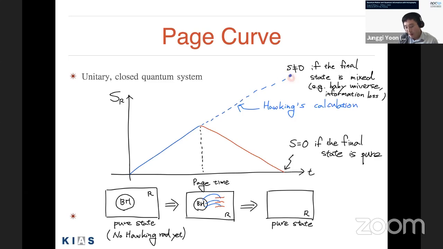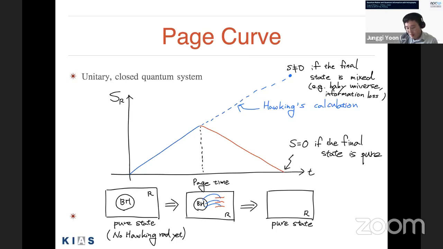So at the final stage, when the black hole has evaporated completely, the entanglement entropy would not be zero. So you can say the final state is mixed. Also, if you don't consider a closed system, then it's possible to make some baby universe. So even though the black hole is completely evaporated, there could be some entanglement between the space and some new universe. However, we assume unitarity and a closed system.